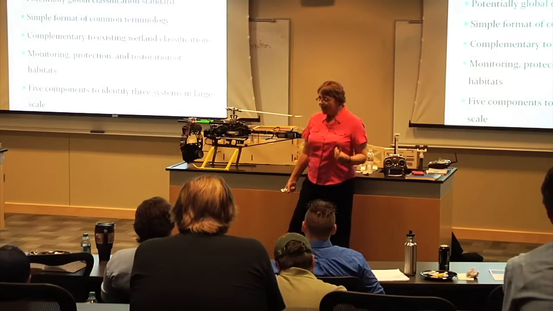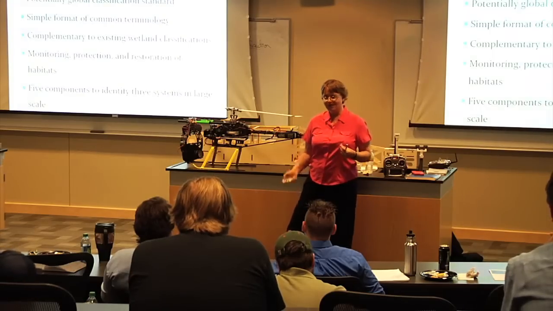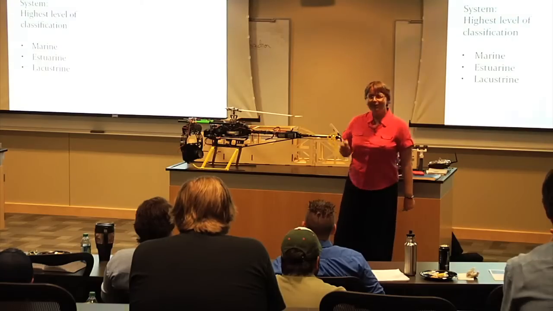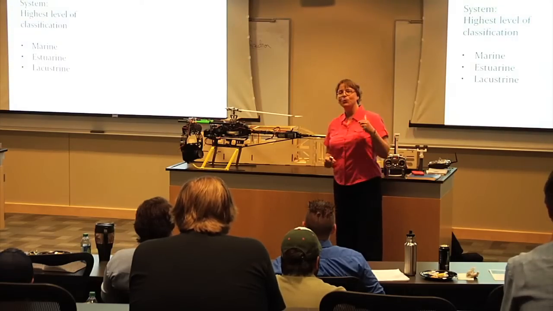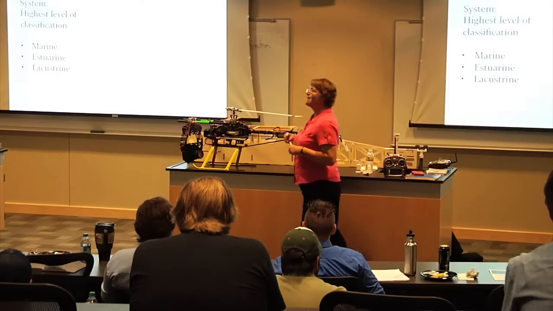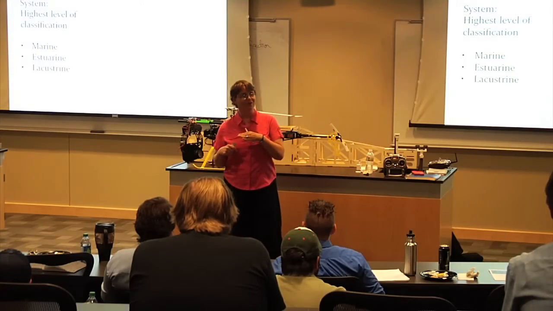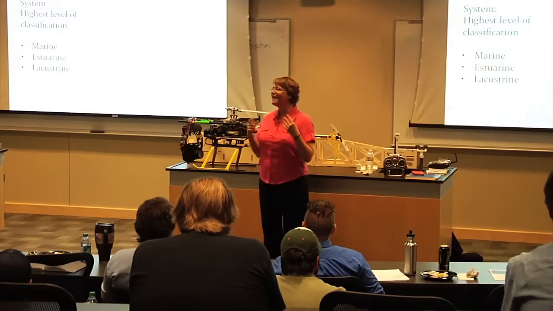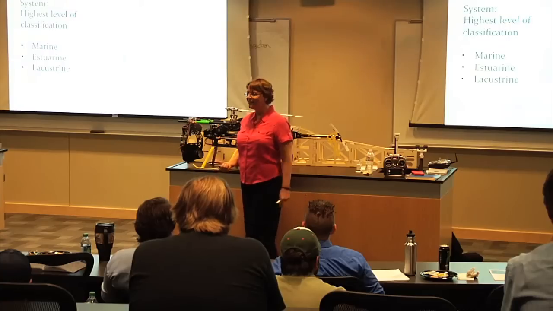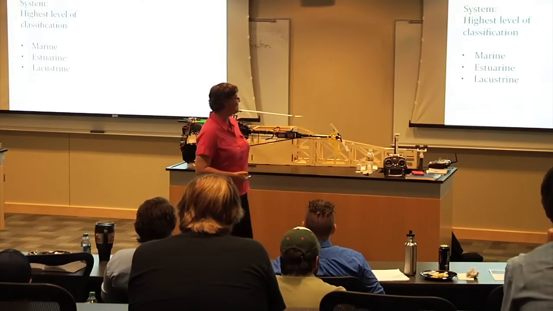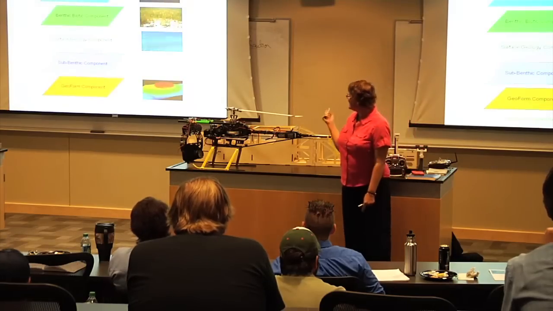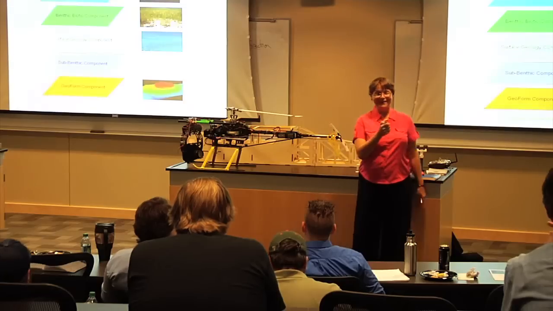There are 5 components in the CMECS classification that were used to find the 3 basic systems. The 3 basic subsystems include the marine system, which is all oceans, the estuarine system, which is where rivers go into oceans, and the lacustrine system, which would be inland, land-bound waters, like inland seas and lakes, deep lakes. The 5 basic components are listed here, and I'm going to go through them one at a time.